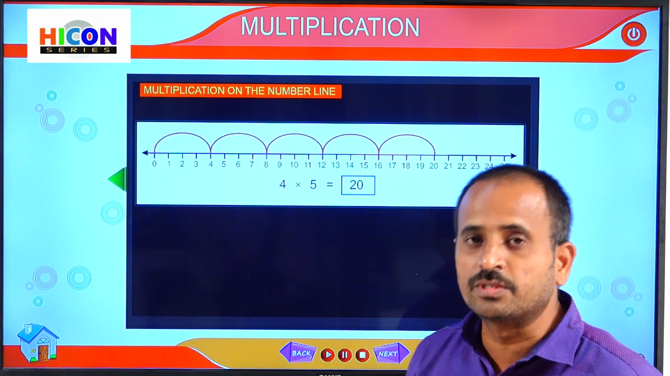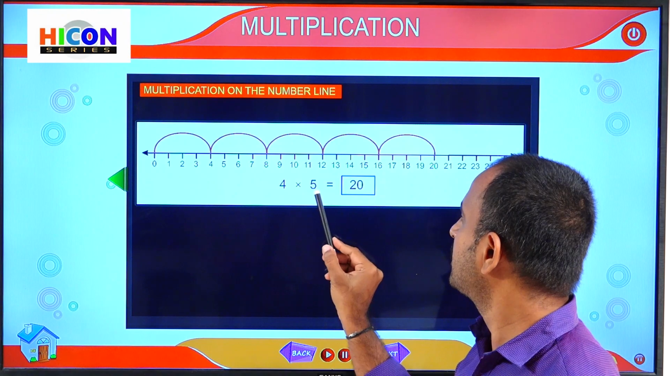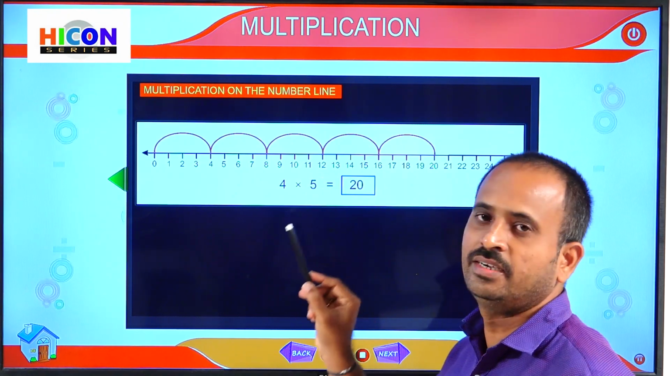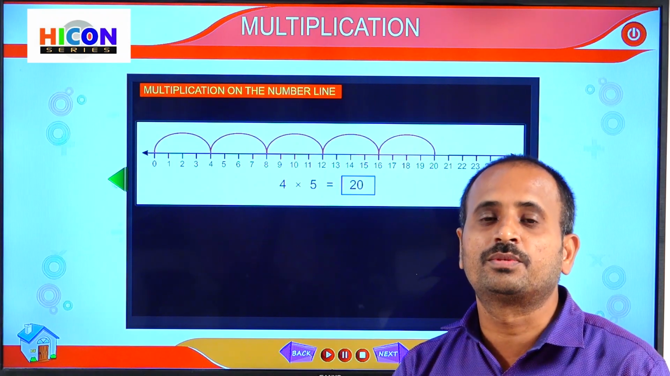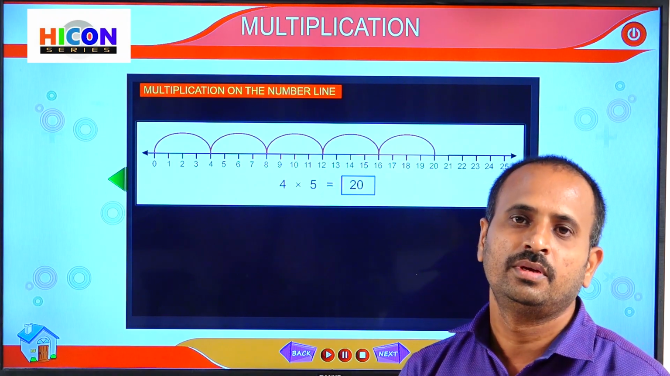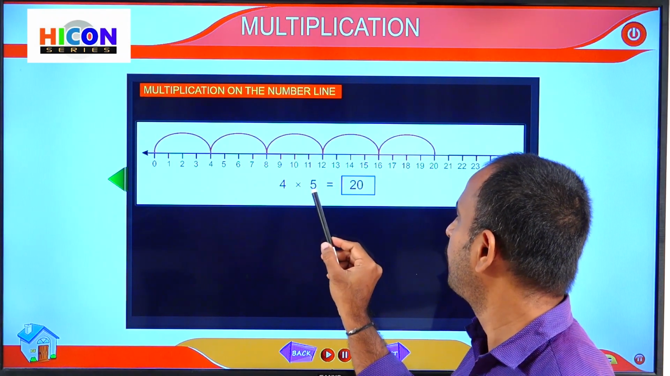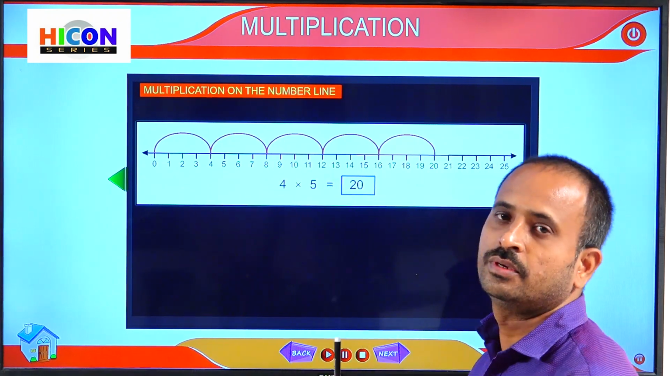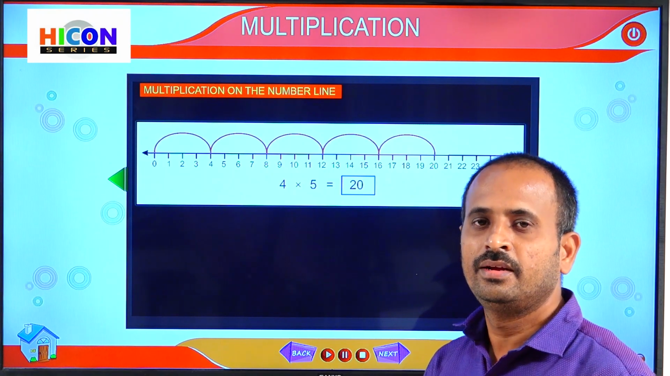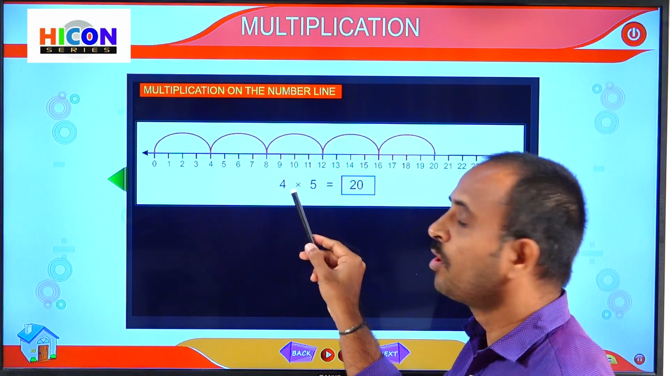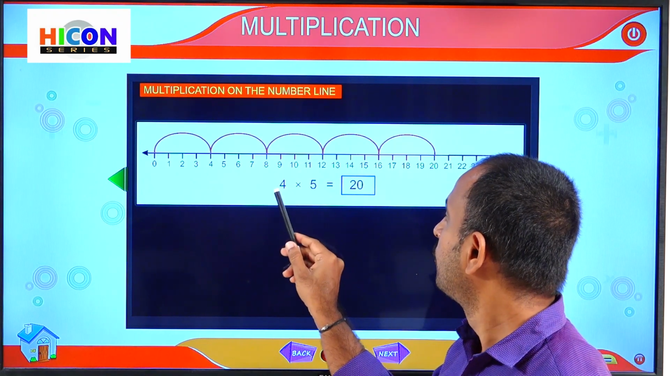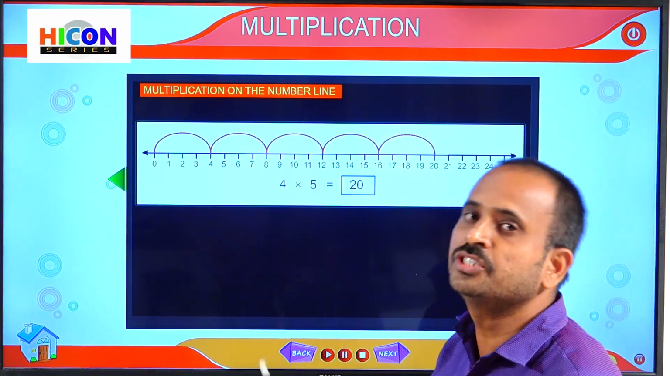And how many steps do we have to move? So what is the second number here? 5. The second number represents the number of steps we have to move forward. So here the second number is 5. That means we have to move 5 steps forward on the number line. And for each step, how many numbers do we have to cross? We have to cross 4 numbers for each step.